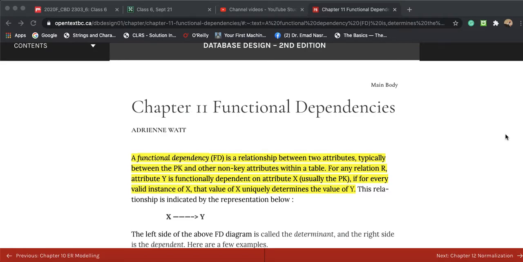Functional dependencies. What exactly is a functional dependency? Or in short, we say FD. It's a relation between two attributes in the same table or in the same relation. So if there is an attribute whose values depend on values of another attribute, then we have a functional dependency.